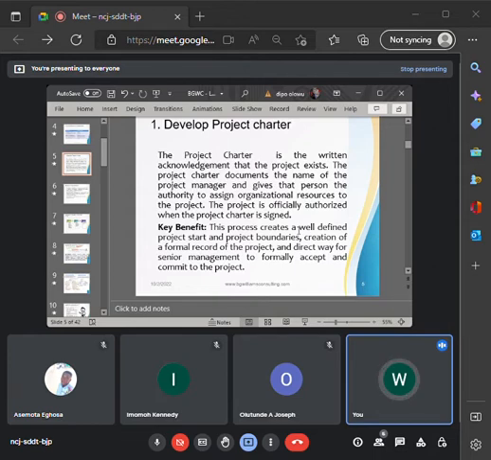But the moment the project sponsor has agreed and signed it, and all the little documentation of what they expect you to achieve, everything they need you to do, has been stated in that document, then when that document is signed, it becomes official. You are bound by that document. That is why you can see in this, we said key benefit. This process creates a well-defined project start and project boundaries, creation of formal records of the project, and direct ways for senior management to formally accept and commit to the project. That is the importance of a project charter.